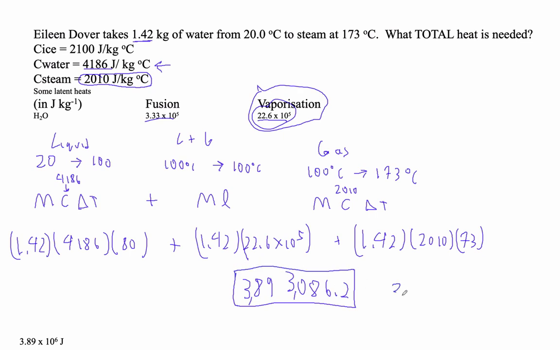Right, so that is 3.89 times 10 to the 6th joules total. Okay, so just remember what it's got to do, right? If it starts at liquid water at 20 Celsius, right, it's got to heat up as a liquid, then it's got to boil, then it has to heat up as a gas, okay? Just draw, take your time, slow down.